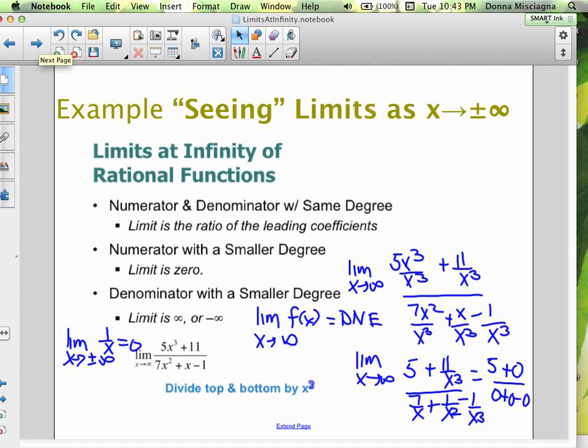In the next podcast, we're going to learn one more, not our last one for dealing with infinite limits, but one more, and that is multiplying by a conjugate. All right, so bye for now.